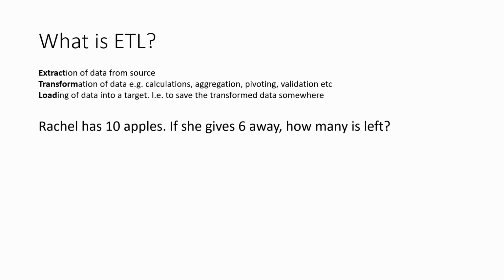So to bring us to an example in real life, we'll use a simple math problem over here. So Rachel has 10 apples. If she gives 6 away, how many is left? Now, how the human mind will work is we will then zoom into the 10 apples and the 6 that she gives away. So in our mind, we highlight these two values, right? And in a way, this is analogous to how the ETL module will extract data.